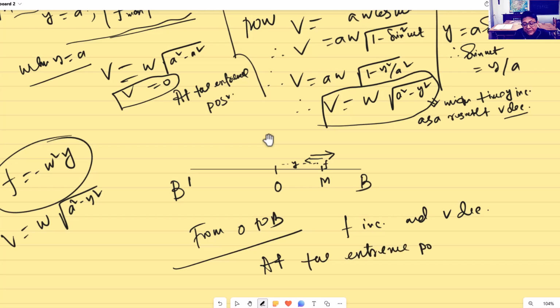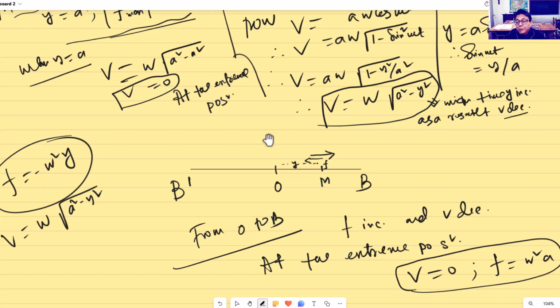At the extreme position, V becomes 0 and A becomes maximum, omega square A. And if you consider the sign, it is minus omega square A. So what will happen when it reaches the point P? What is your prediction about the particle's motion? Does it stop over there?